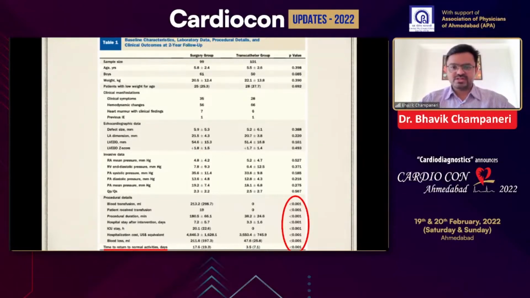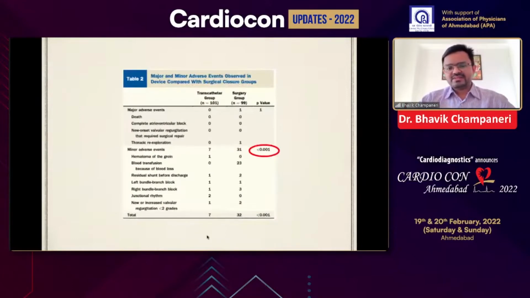When looking at major adverse events, there is no difference between the surgery and transcatheter groups. For minor adverse events, they found that the surgical group had a significantly increased risk, but they actually included blood transfusion as a minor event. So if we remove blood transfusion, there was again not much difference between the surgical and transcatheter groups. You can see here that arrhythmias were also more or less similar in both groups.